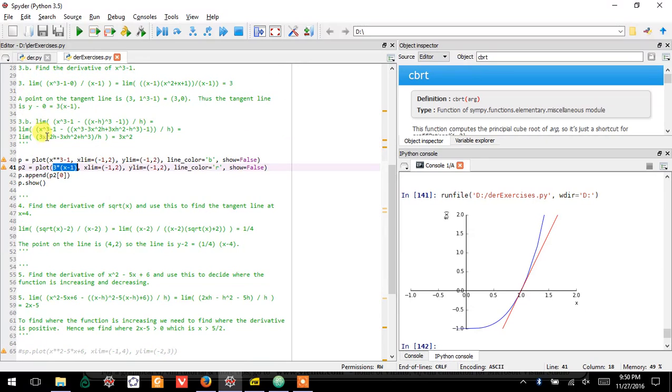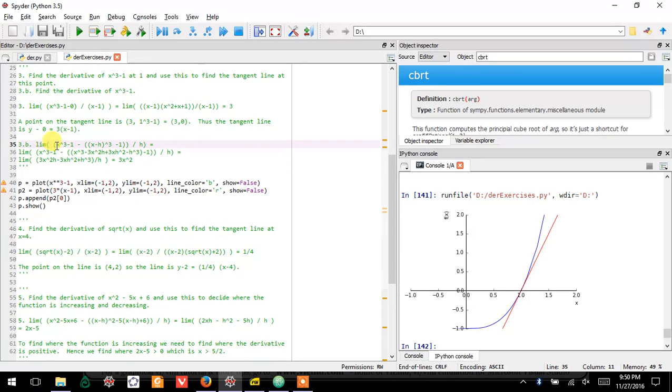Anyway, is there anything else to this problem? Right, so also find the derivative of x cubed minus 1. So here I have x cubed minus 1 minus, now this is f of x minus h. There's only one place to plug in x minus h, that's into the x cubed part of it. Now I have to multiply out a cube. I went ahead and did the gory details right here.